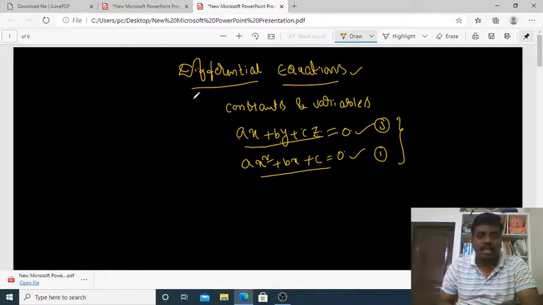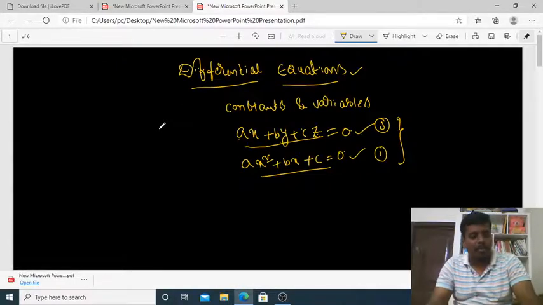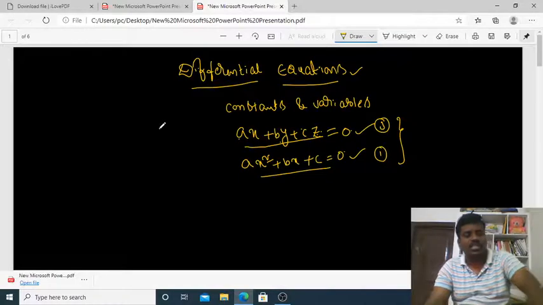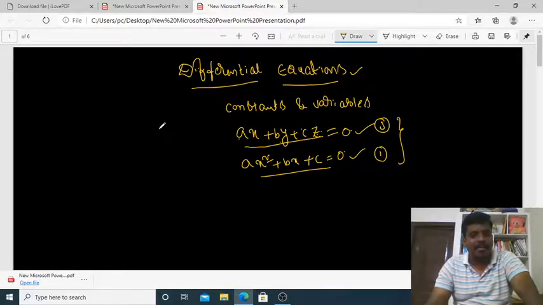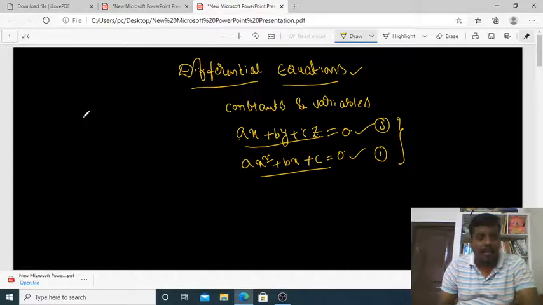Now the differential equation means an equation involving one dependent variable, one or more independent variables, and the differential coefficients of dependent variable with respect to any independent variables is called a differential equation. What is dependent, what is independent?